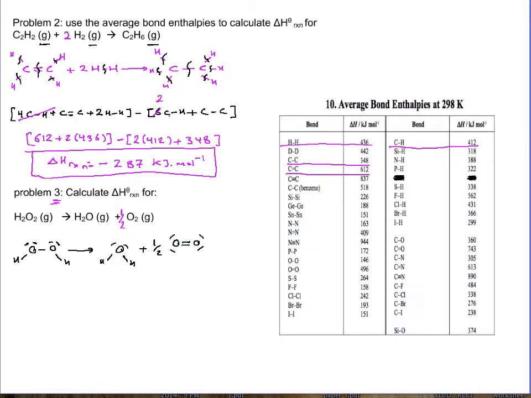Now, let's see what we are breaking. I'm breaking 2 O-H bonds. I'm also breaking the O to O single bond. Minus, on the product side, I'm forming 2 O single bond H. I'm also forming half of an oxygen to oxygen double bond.